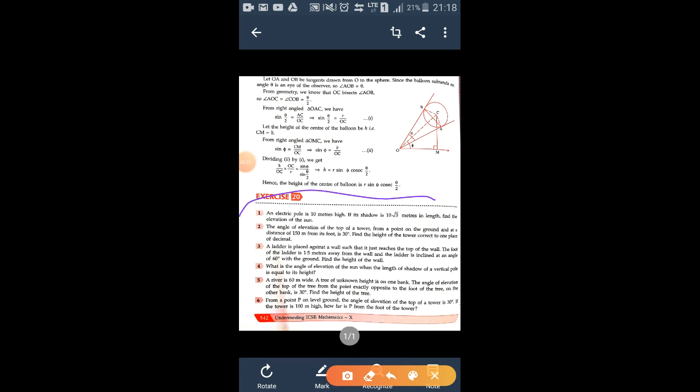Okay, let's look at the first sum over here. I want you to pause the video, read the first sum, and then continue with this video. An electric pole is 10 meters high. Yes, here you have an electric pole which is 10 meters high. If its shadow is 10 root 3 meters in length, the shadow which it makes is 10 root 3 meters in length. Yes. Find the elevation of the sun.